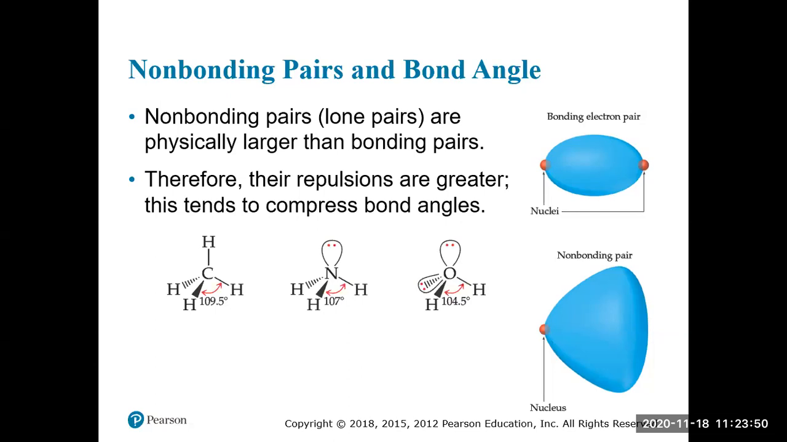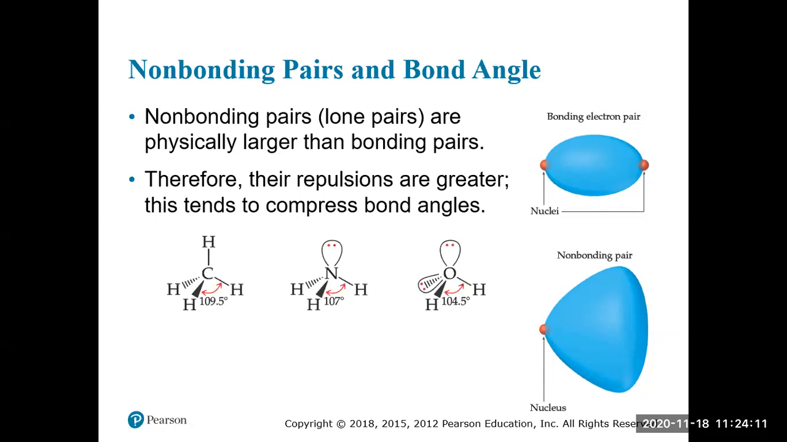And what we see is that because that's a little bit bigger, and to minimize the repulsion, the bond angles for the other bonding pairs are smaller now. It's gone down from 109.5 to 107 degrees.